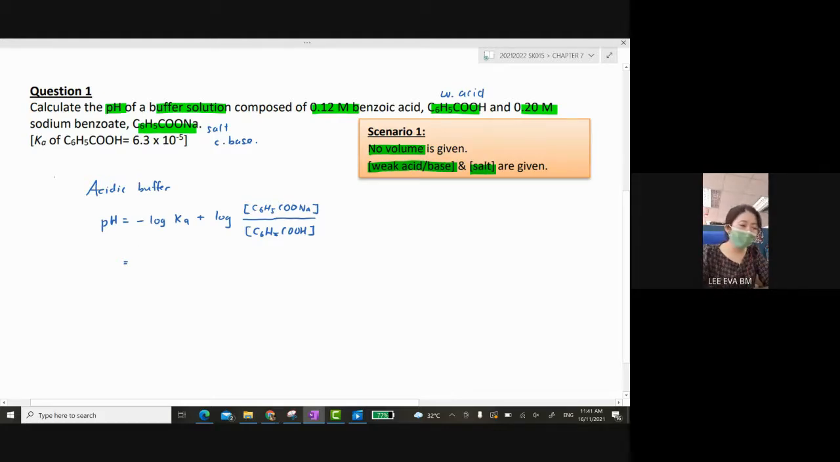Because no volume is given, we use the concentration straight away. Don't forget that the square bracket represents concentration. So negative log Ka, substitute the value 6.3 times 10 to the power of negative 5. And then log, we have the concentration of salt on the top, given as 0.20, and then the acid 0.12. Okay, try to calculate.